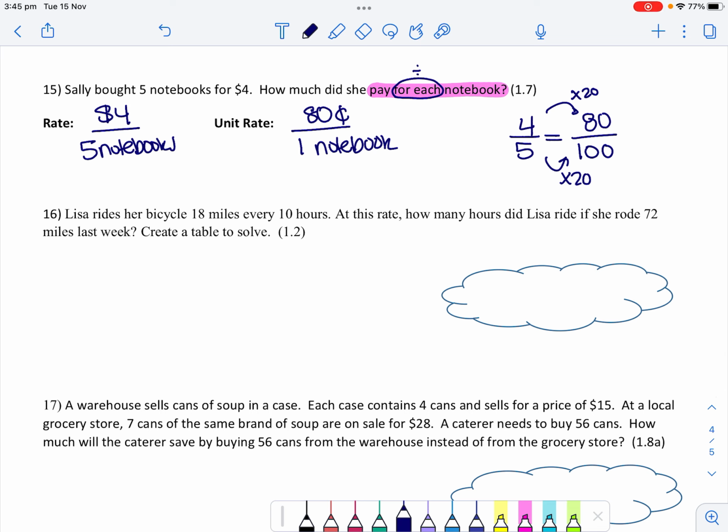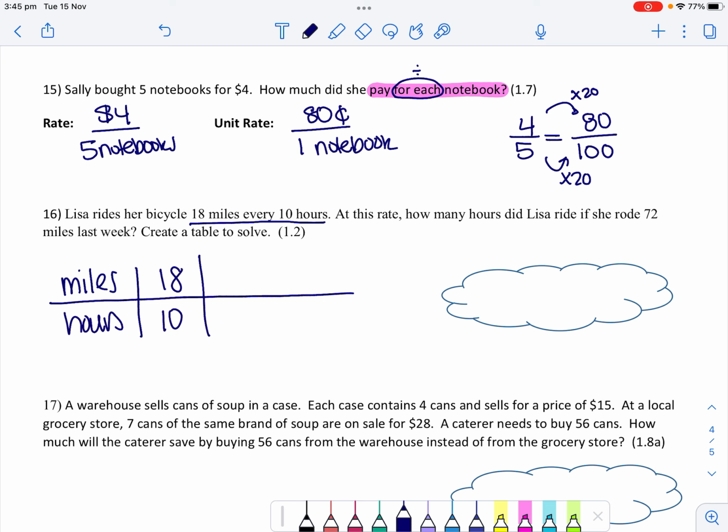Number 16 said Lisa rides her bicycle 18 miles every 10 hours. So when I set up my ratio table, miles, hours. At this rate, how many hours did Lisa ride if she rode 72 miles? I can get straight from 18 to 72 by multiplying by 4. So I'm going to say 40 hours.